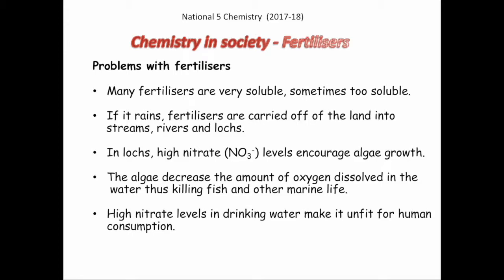If it rains, fertilizers are carried off the land into the streams, rivers, lochs. Due to the high nitrate content, algal bloom takes place and it might lead to eutrophication. What is eutrophication? This algae decreases the amount of oxygen that is dissolved in water, and this might kill various fishes and other marine life. High nitrate levels in drinking water also make it unfit for human consumption.